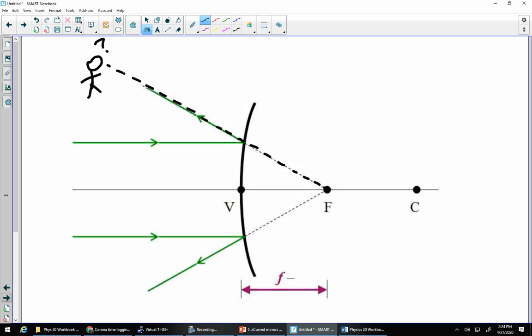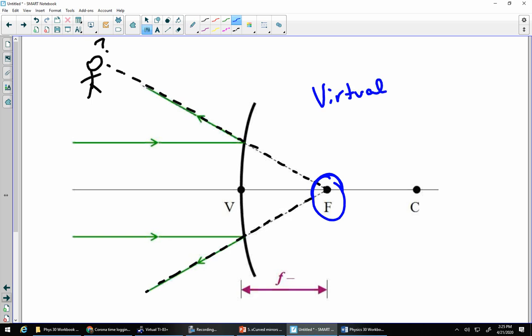Now, if we look at the one on the bottom, it's the same thing. A person might think that that light ray is coming from here. And a person might think that all of those parallel light rays are converging at that spot behind the mirror. So in this case, our focus or our focal point is behind the mirror. And if it's behind the mirror, that's not real light rays that are coming back from there. So in this case, we call that a virtual focal point.